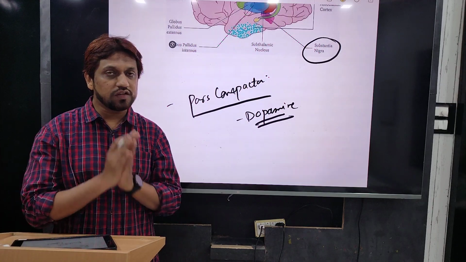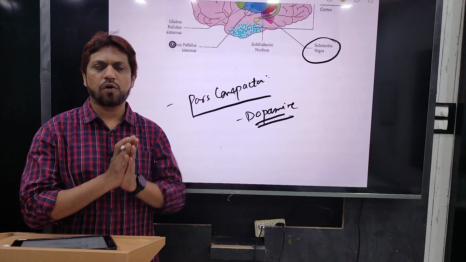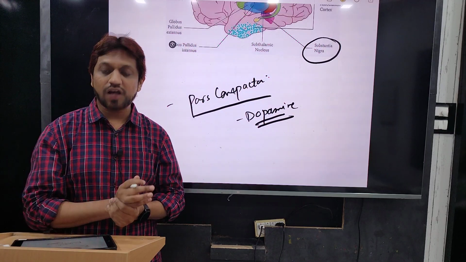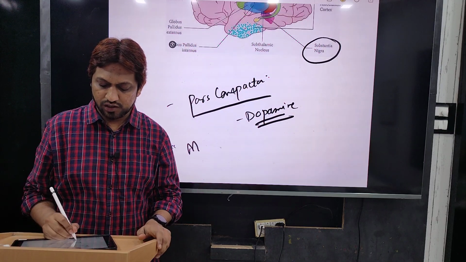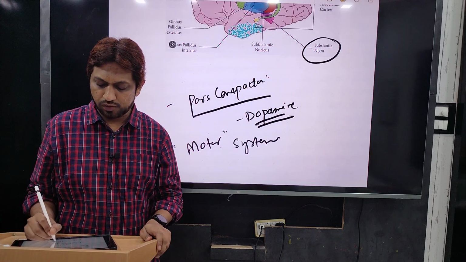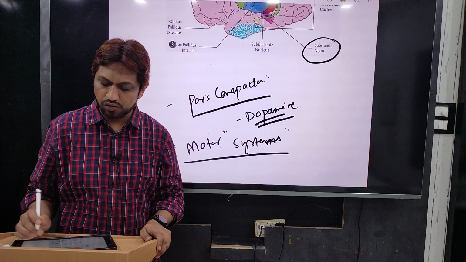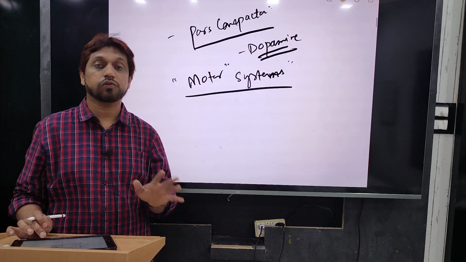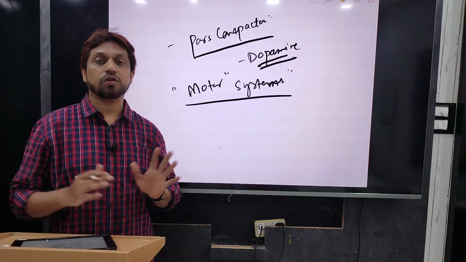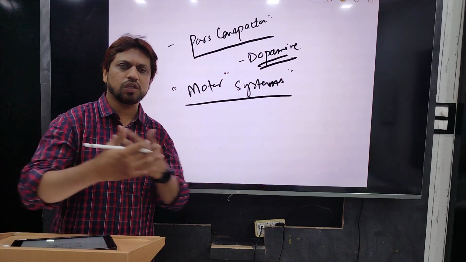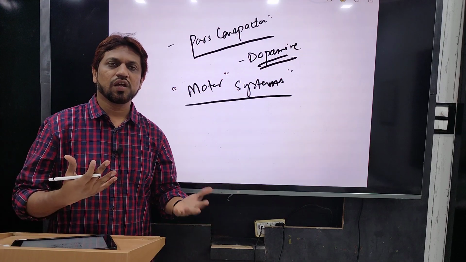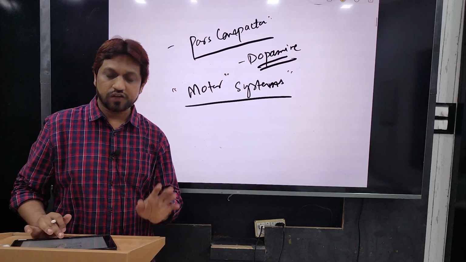Due to the degeneration of these neurons, there are problems related to the movement of the body, the motor system. So motor symptoms are more common. However, there are certain non-motor symptoms also, but mainly it's a disorder affecting the motor system of our body. The motor system is related to the locomotor system, that is the muscles, joints and the nerves.